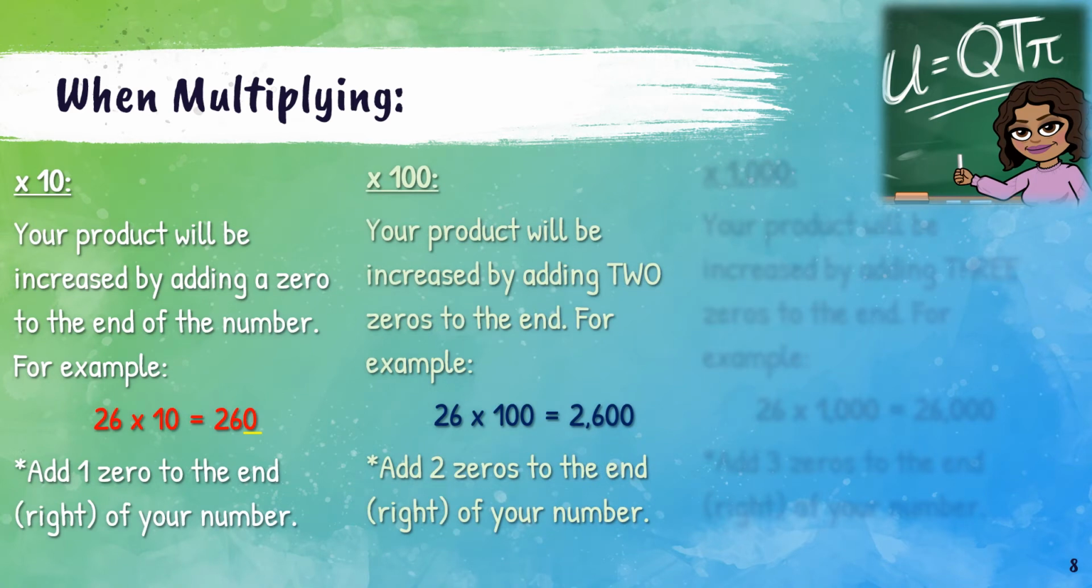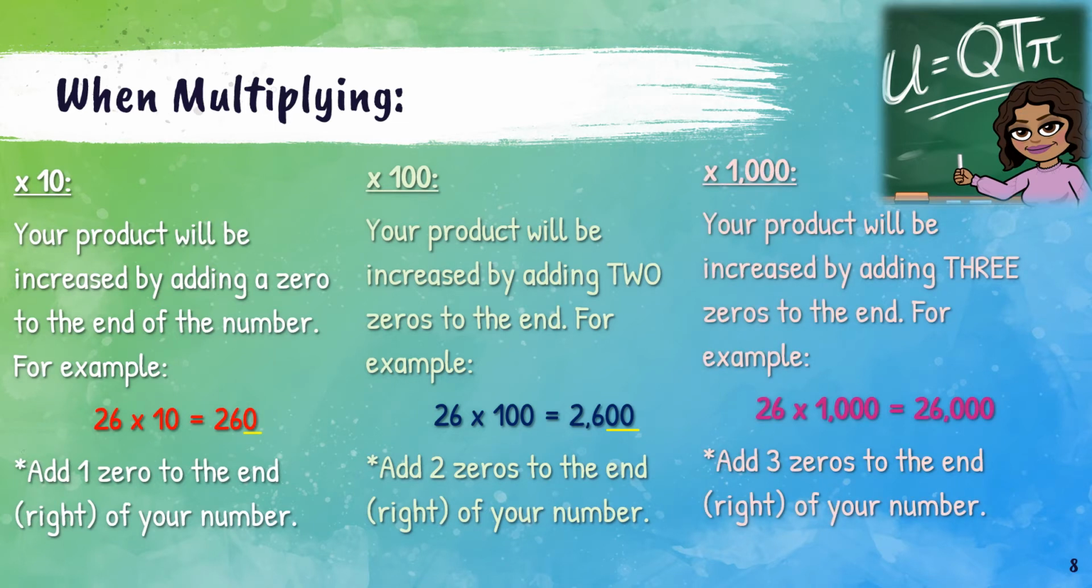When multiplying by 100, your product will be increased by adding 2 zeros to the end of the number. For example, 26 times 100 becomes 2,600. Add 2 zeros to the end or the right of your number. When multiplying by 1000, your product will be increased by adding 3 zeros to the end of your number. For example, 26 times 1000 equals 26,000. Add 3 zeros to the end or the right of your number.